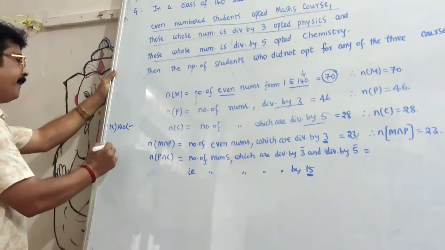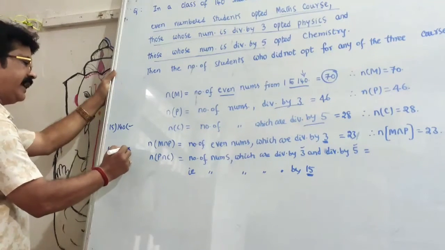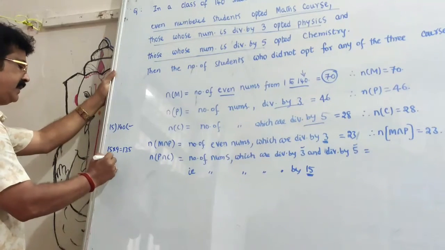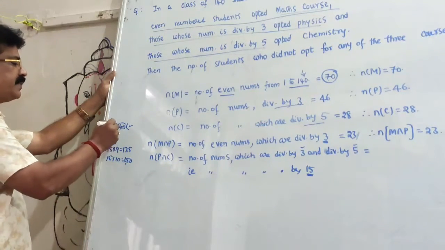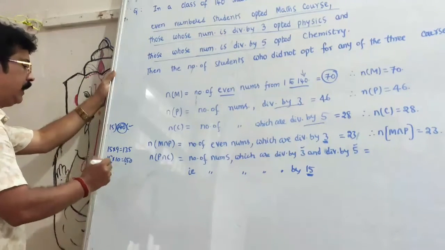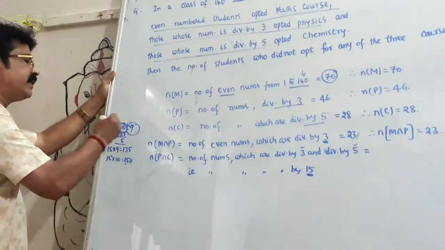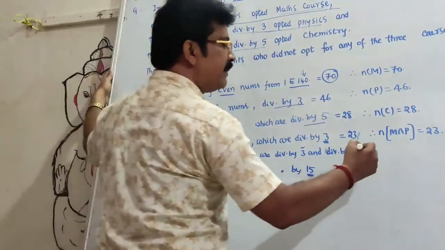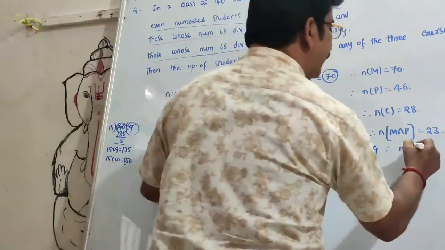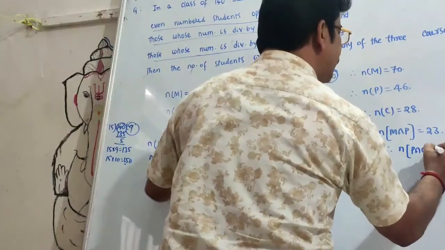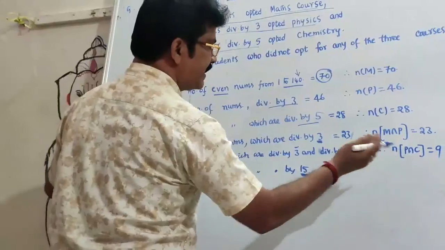Find the quotient. Actually 15 9s are 135, and 15 10s are 150, which is beyond 140. Therefore 15 9s are 135. The remainder is 5, so the quotient is 9. So how many numbers are there? 9. Therefore n of P intersection C is equal to 9. Later we have to find M intersection C.